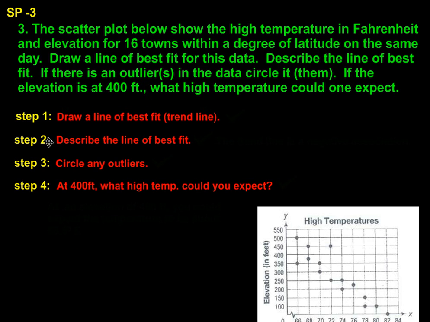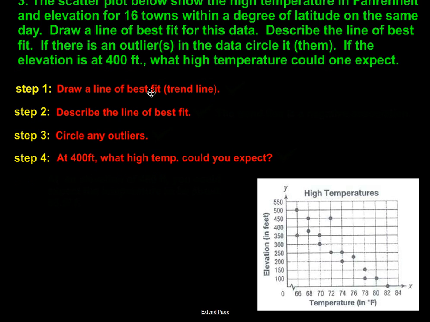So let's do this step by step. Step number 1, we need to draw a line of best fit, which is also known as a trend line. So I'm noticing as I move from left to right that the data seems to be moving in a downward direction. So my trend line is going to look something like that. Step 1 complete. Step number 2, describe the line of best fit. Well, I notice that it looks to be a negative association, and so I can say the trend line is a negative association, and that completes step number 2.